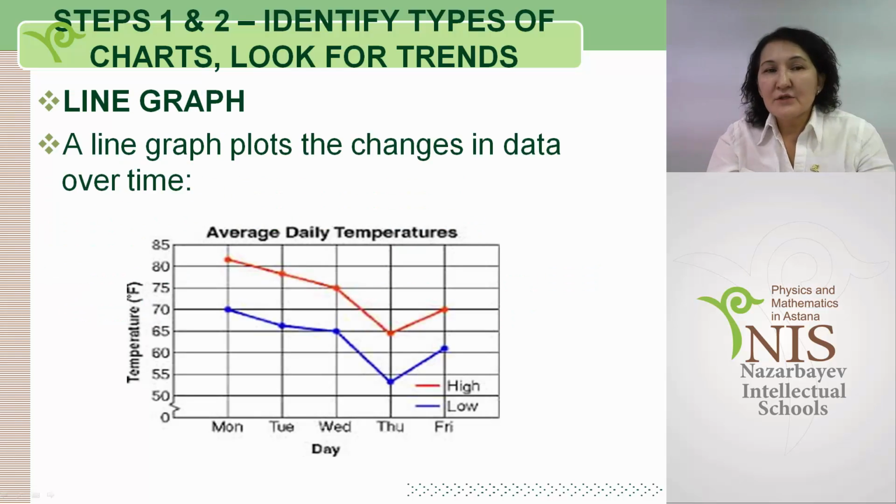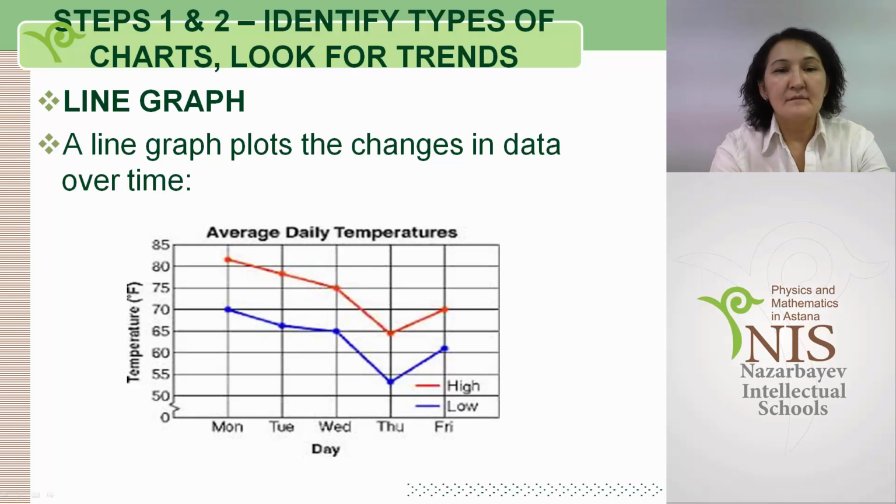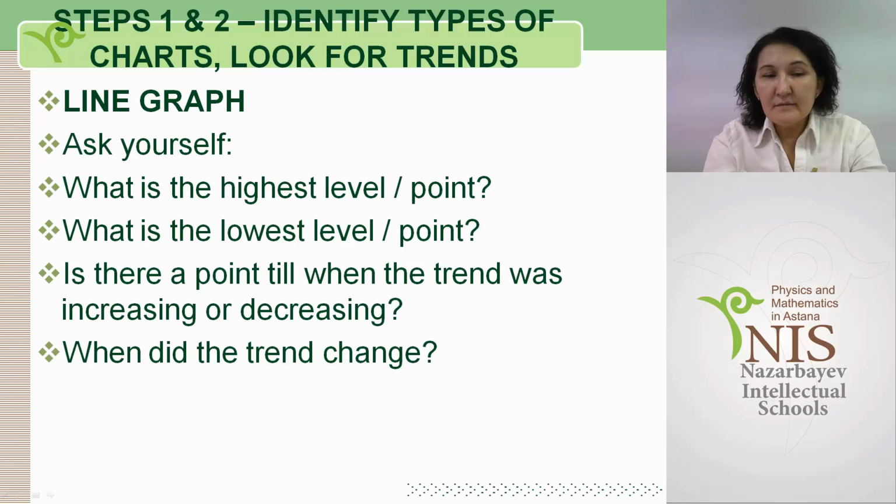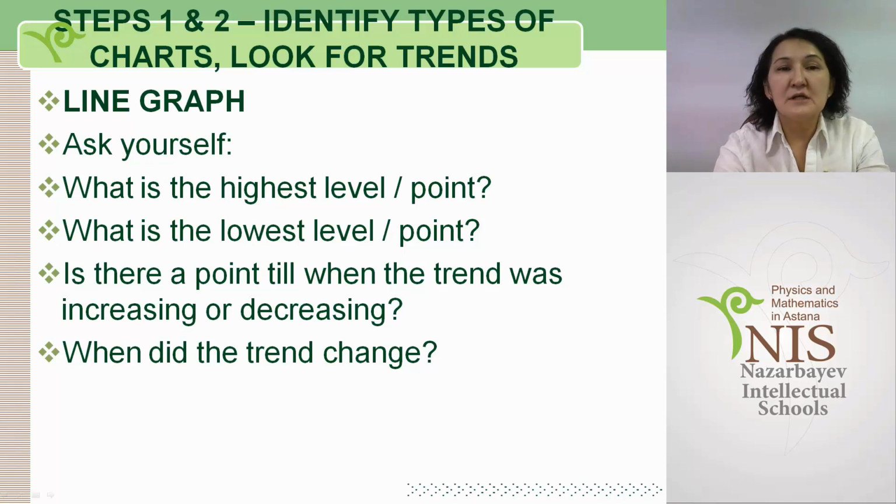The next graph we are talking about is a line graph. A line graph plots the changes in data over time. Now on this graph we are looking at average daily temperatures. When we work with a line graph, you should ask yourself, what is the highest level? What is the highest point? What is the lowest level? What is the lowest point? Is there a point till when the trend was increasing or decreasing? When did the trend change? If you answer these questions, it will be very easy for you to define the information from line graphs.